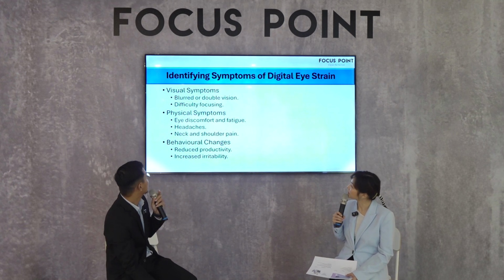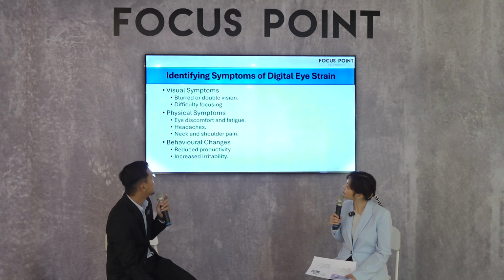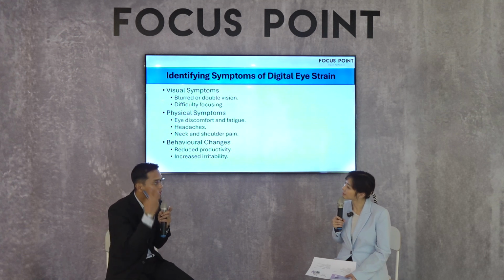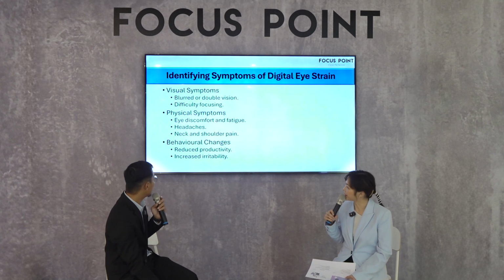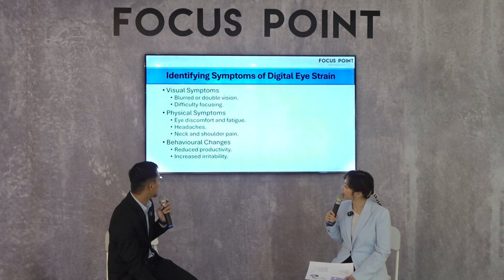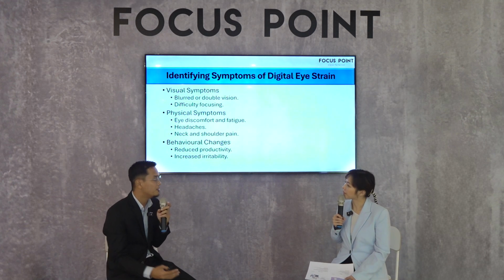Okay. Physical symptoms can be eye discomfort or fatigue. You can feel a pulling sensation around your eyeball or around the eyebrow area, like something is pulling your eyes, or maybe a probing sensation inside the eyes. You may feel headache or neck and shoulder pain, which is normally related to ergonomics later. And some behavioral changes: you start to reduce productivity at work.